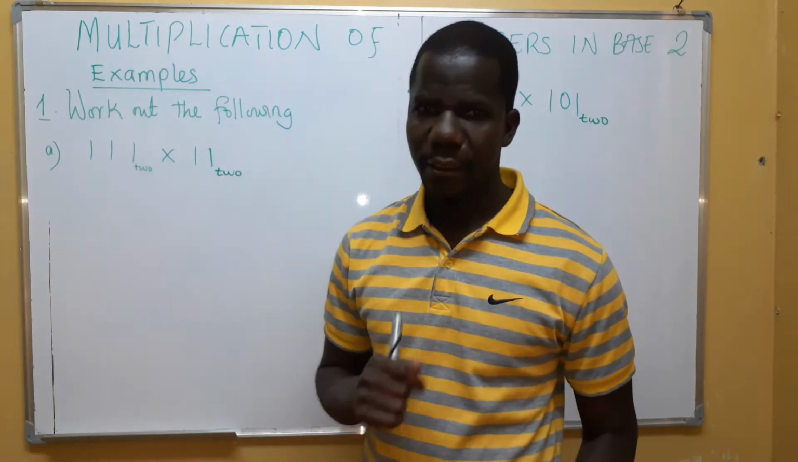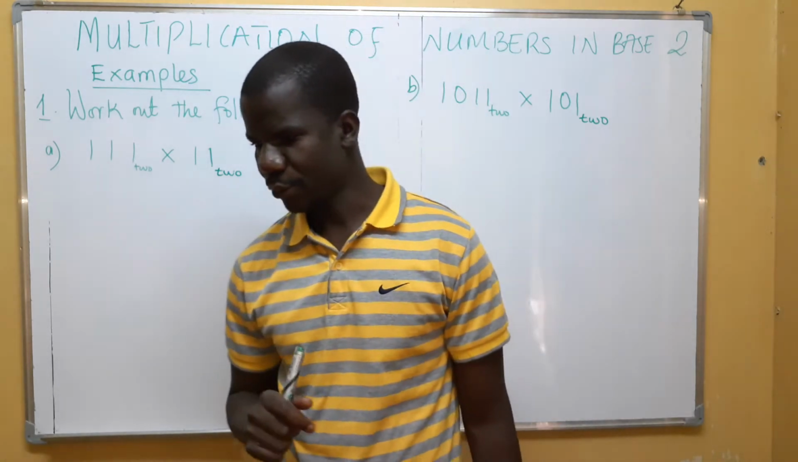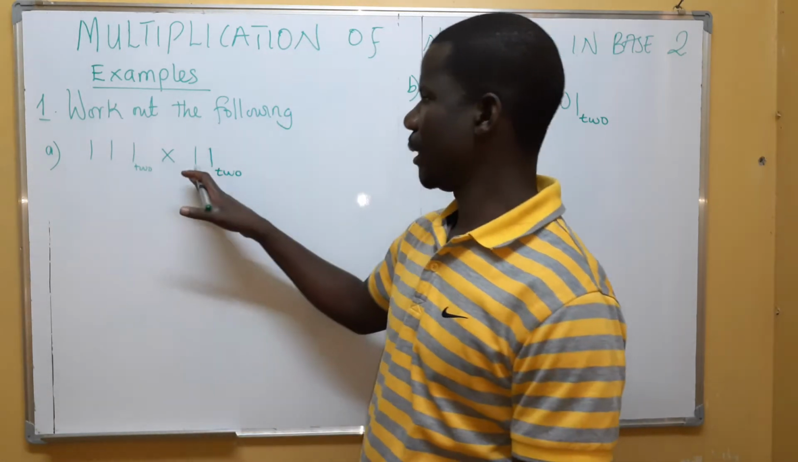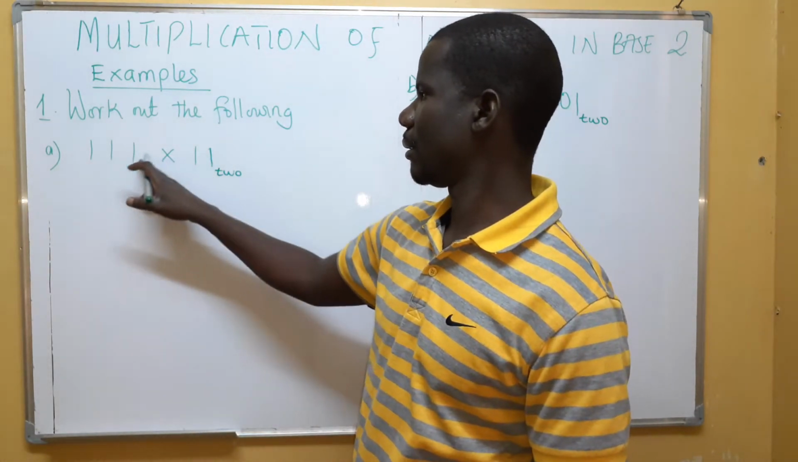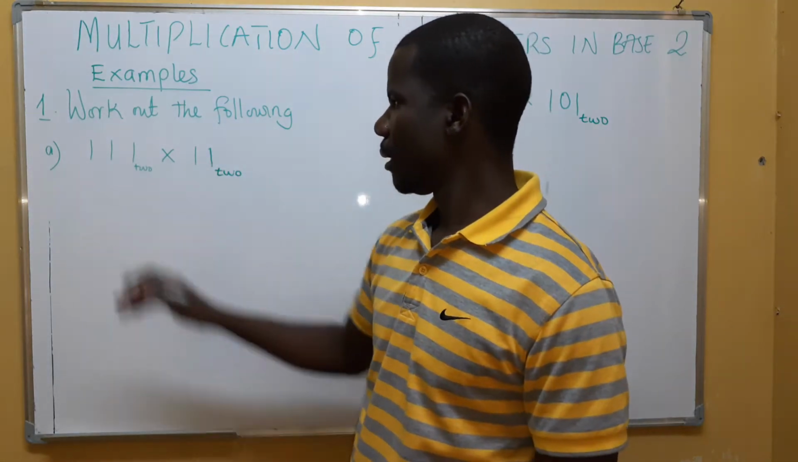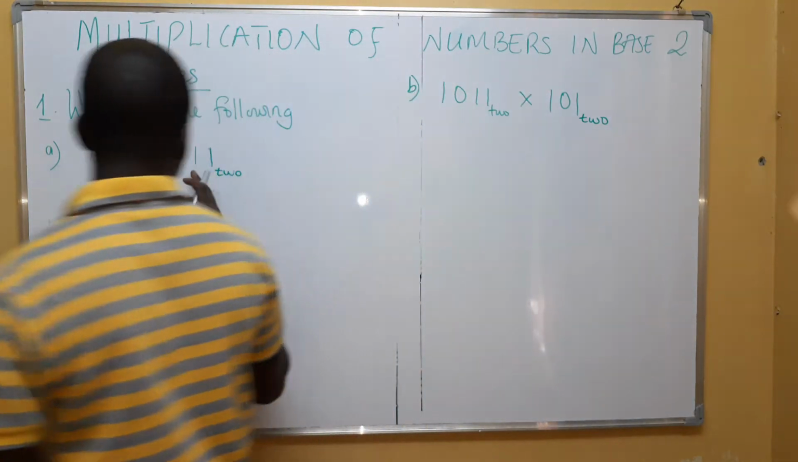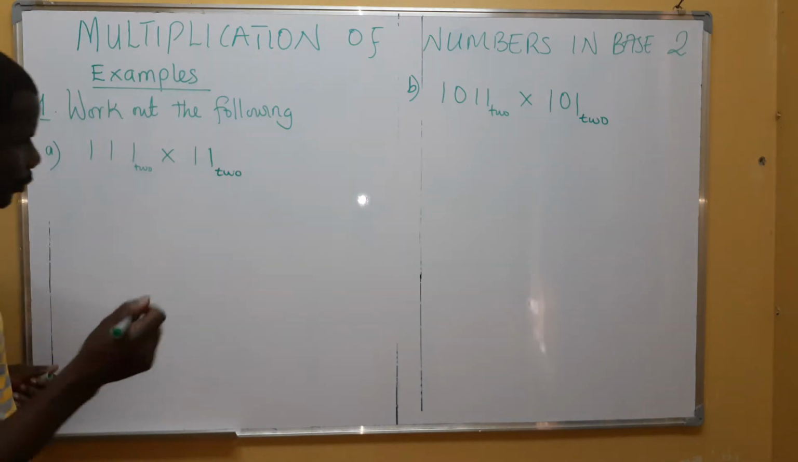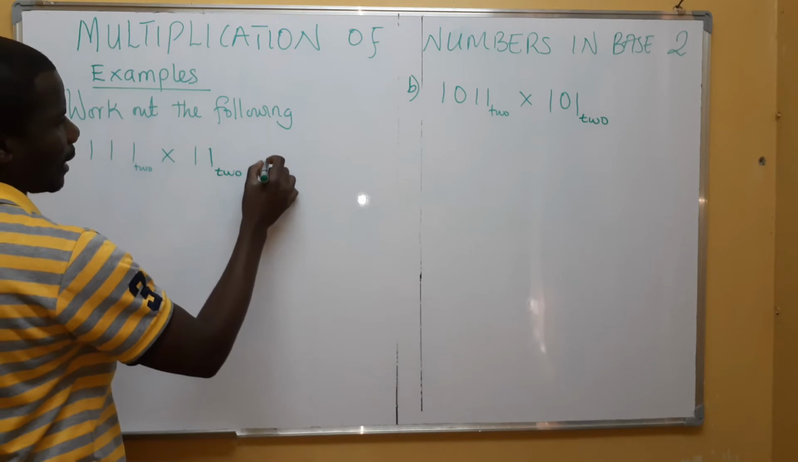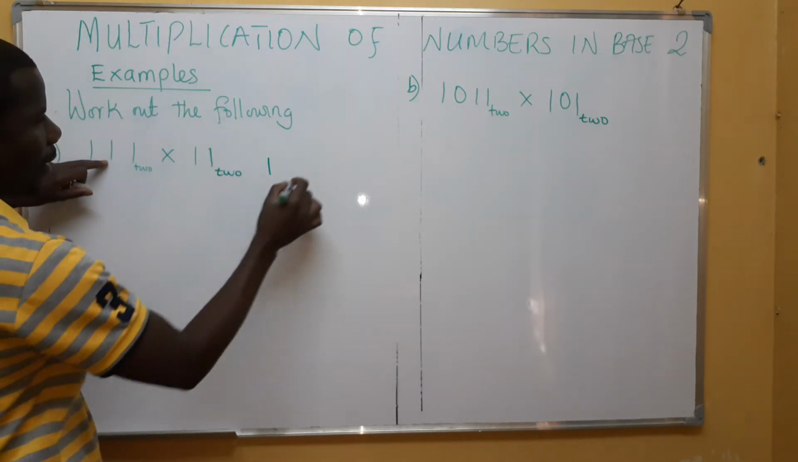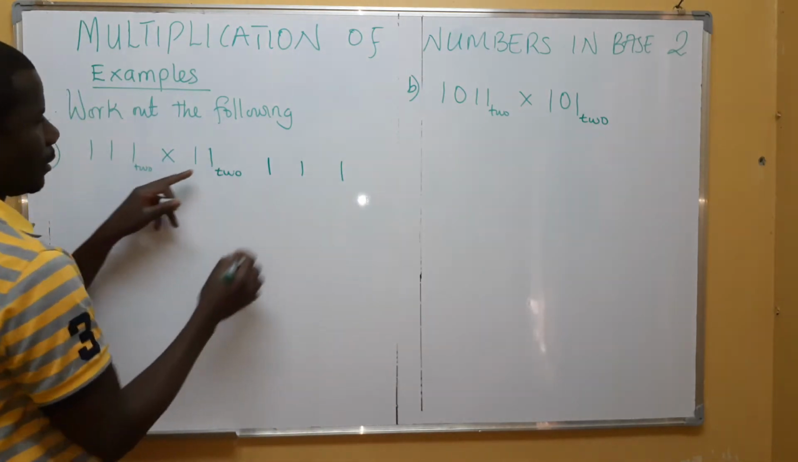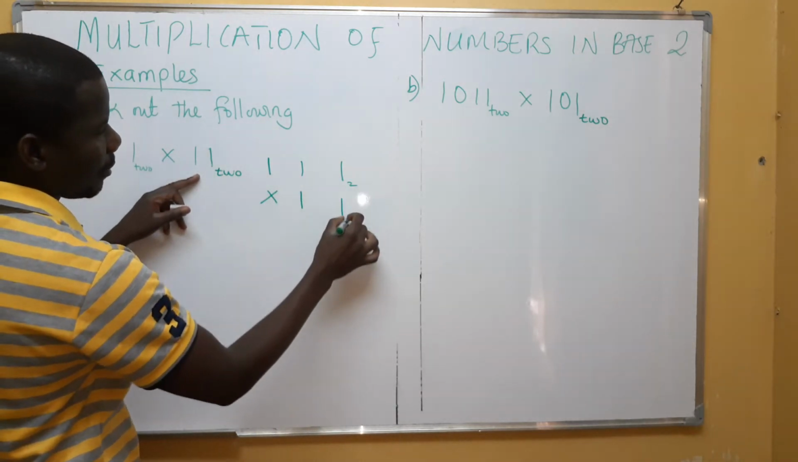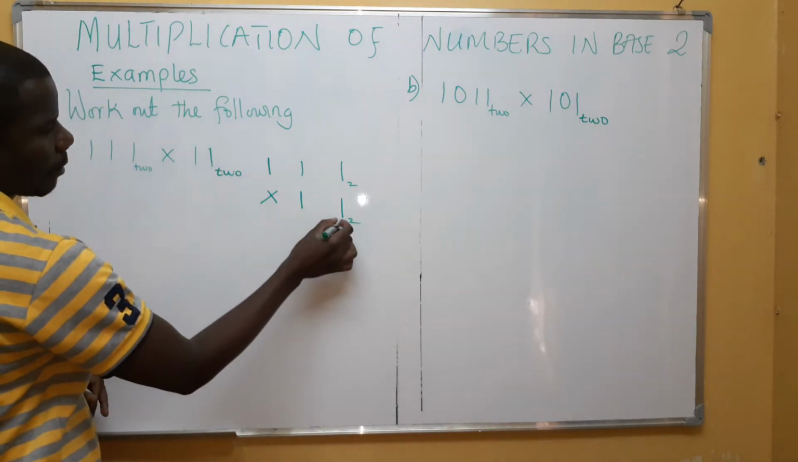So let us begin and see what we are supposed to do in order to multiply the numbers that are in base 2. We can begin with this one. As you can see, this is base 2 and base 2 here. So 1, 1, 1 in base 2 multiplied by 1, 1 in base 2. So how do we multiply? We're going to have 1, 1, 1, then multiplied by 1, 1. This is in base 2, don't forget. Alright?